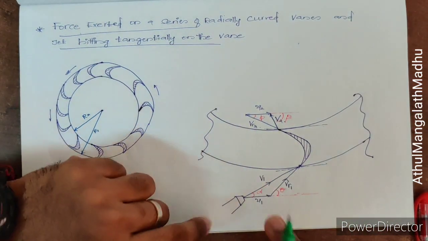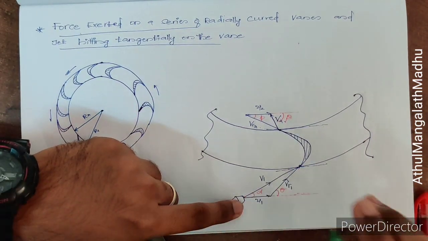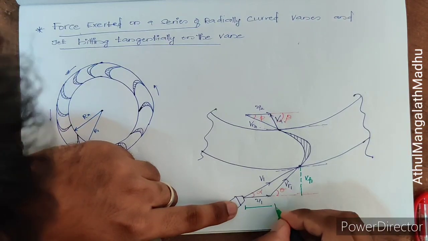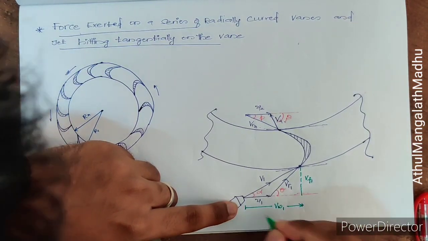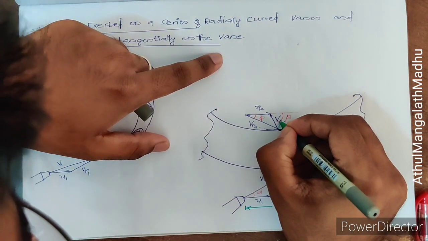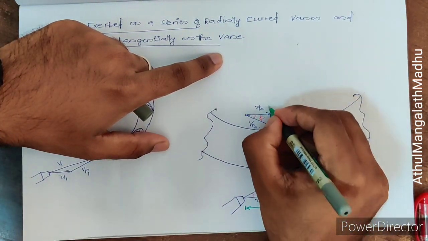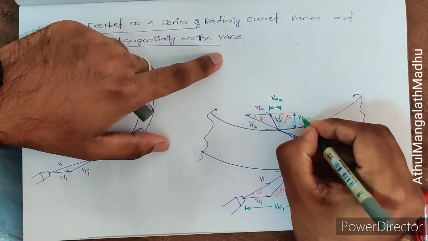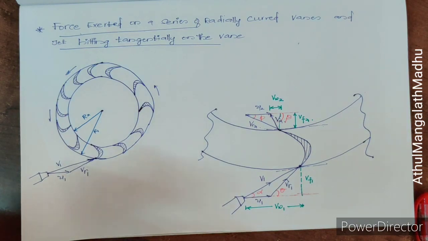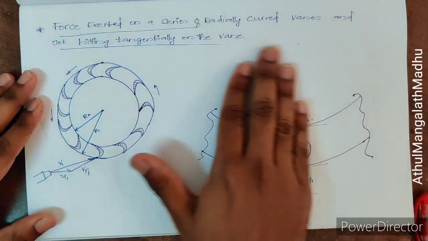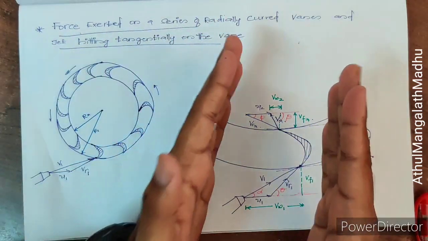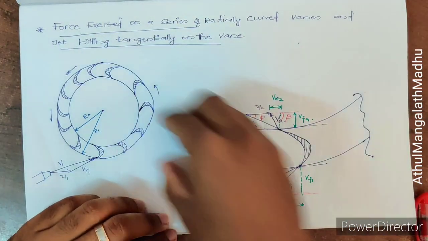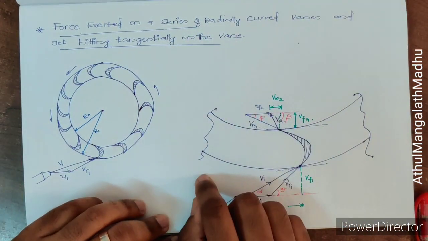Now I've always said we'll always be resolving the actual velocity. v1 being resolved, we'll be getting this as vf1 and this is vw1. Similarly, if I am resolving the absolute velocity v2, this is vw2 and this is vf2. These are the things that we are going to get. Now we have derived the equation earlier for when this was moving, but it was not a series of vanes. As this goes, the other comes. That's why it's called a series of radially curved vanes.